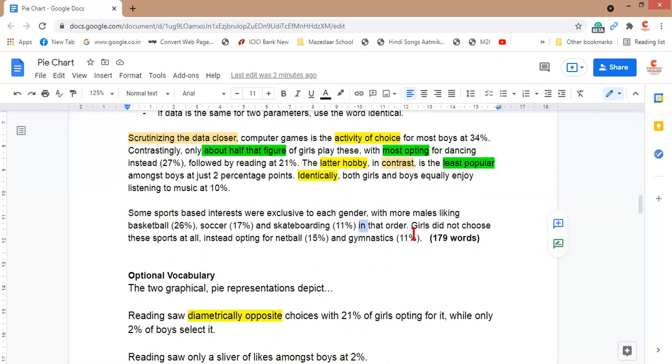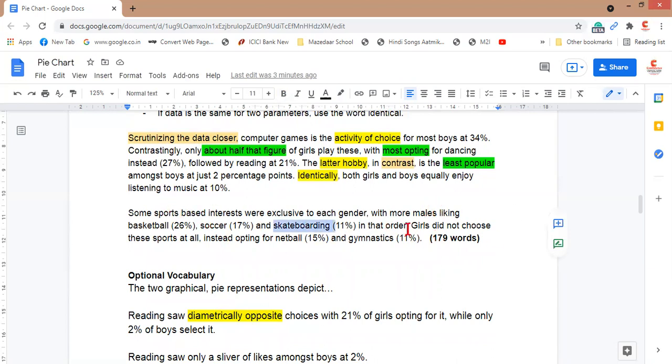Remember, we have a time constraint, so there's only 15 minutes to write. So you cannot keep writing basketball, which was at the first position at 26, followed by soccer, which was second. So instead of all that, I just said in that order. And the reader understands that this was the first choice in ball games, then soccer, and then finally skateboarding, which is not a ball game, but it is more like a sport. So it's sports-based interests.